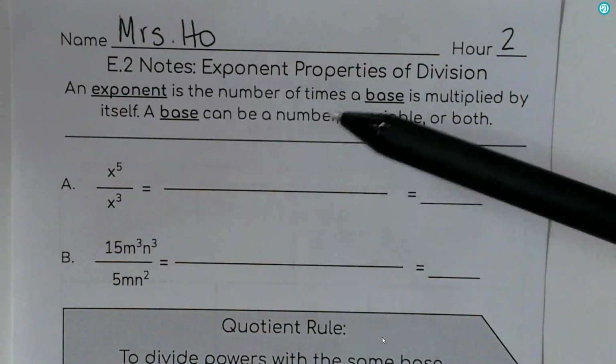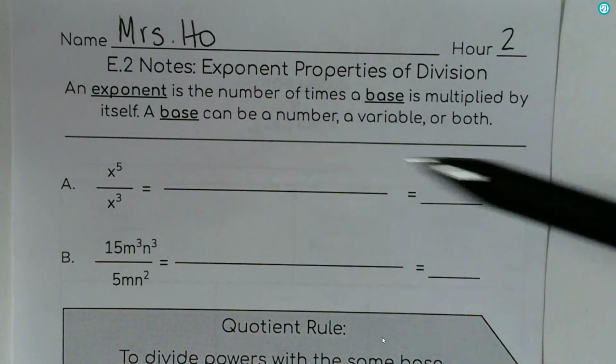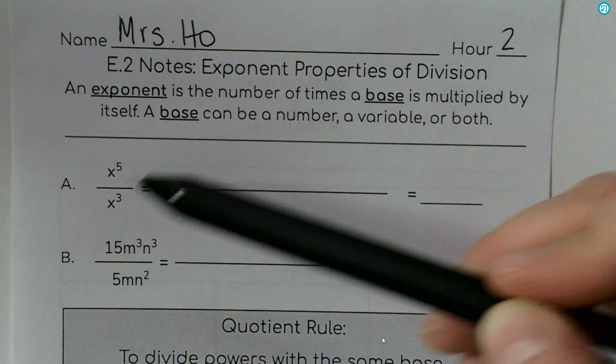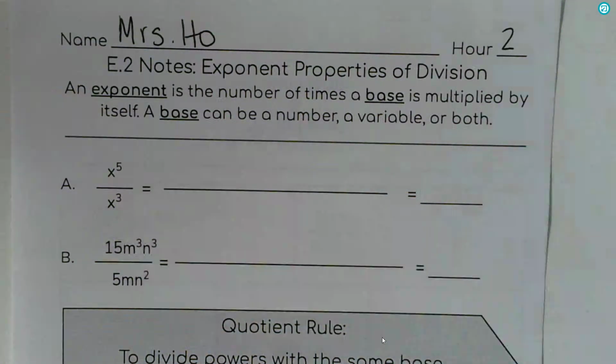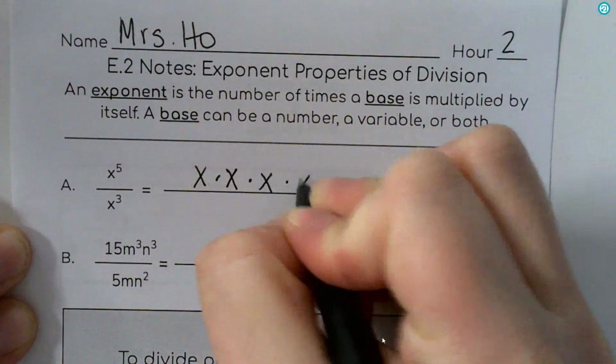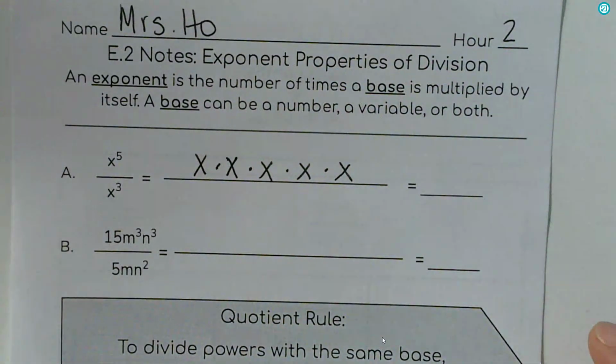So, this is the same. An exponent is the number of times a base is multiplied by itself, and a base can be a number, a variable, or both. We're going to expand out this guy. So this is x to the 5th over x to the 3rd. So use this as like a fraction bar. What does x to the 5th mean? 5 x's. 1, 2, 3, 4, 5. So x times x times x 5 times. Okay. So that's the top of my fraction. That's me expanding out x to the 5th.